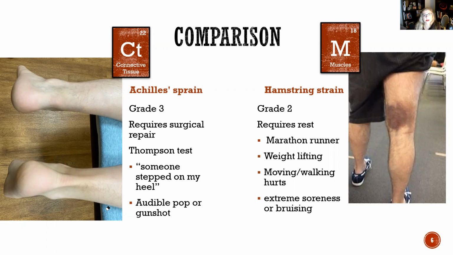Now let's compare that to the hamstring strain that I have pictured over here. Notice that this is probably a grade 2, and I say that because this gentleman was still able to walk. Remember that if it's a complete and utter tear, he's probably not able to move that limb any further. But this usually happens with somebody who is marathon running, for example, or extreme weightlifting. And every step is hurting him. And notice that he's having extreme soreness in the last mile or so and pretty extensive bruising.